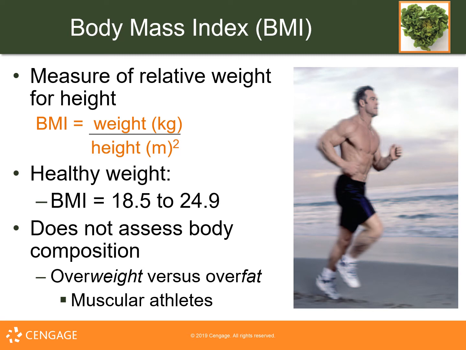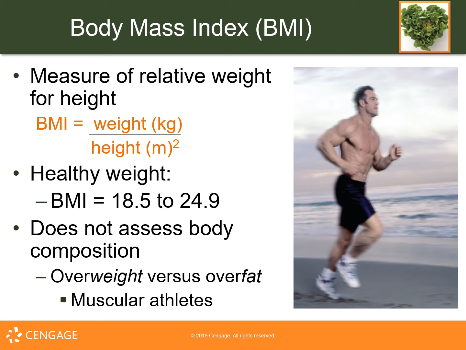Body mass index, or BMI. BMI scores are characterized by underweight, normal weight, overweight, and obese. BMI is a measure of relative weight for height. So you can see the calculation there in orange. A healthy weight range according to the BMI is about 18.5 to 24.9.